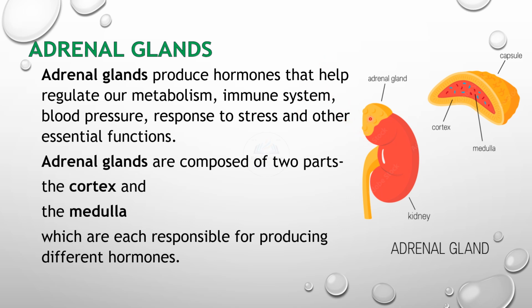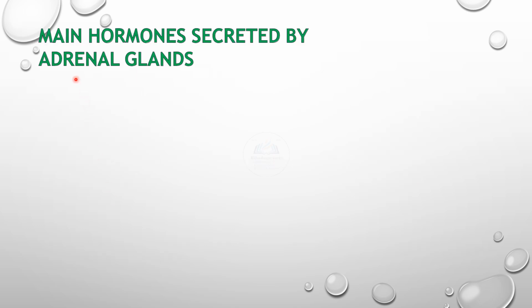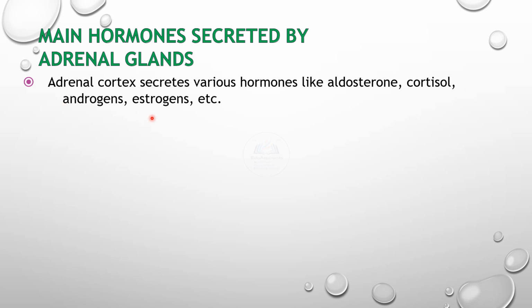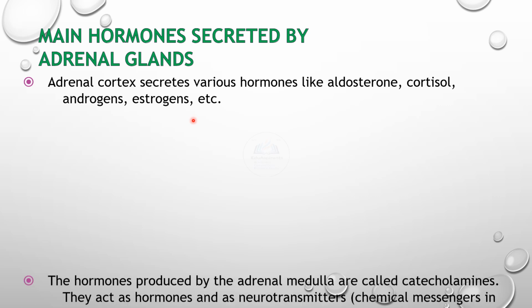The adrenal gland is located just above the kidneys. It has two parts, the cortex and medulla, and the outermost layer is known as the capsule. Main hormones secreted by the adrenal gland: the adrenal cortex secretes various hormones like aldosterone, cortisol, androgen, estrogen, etc.